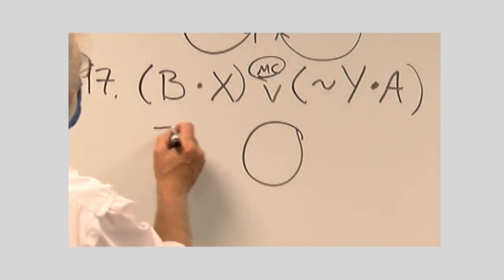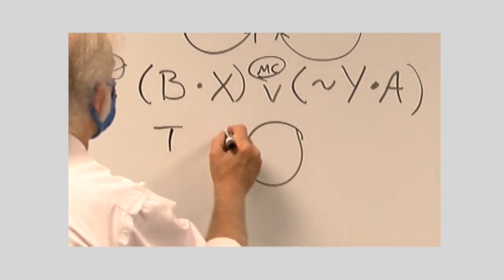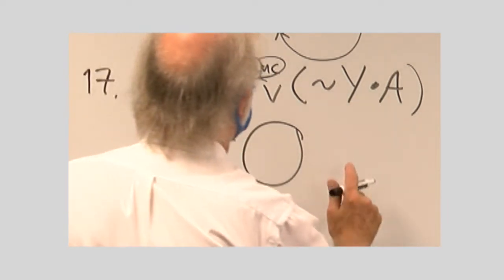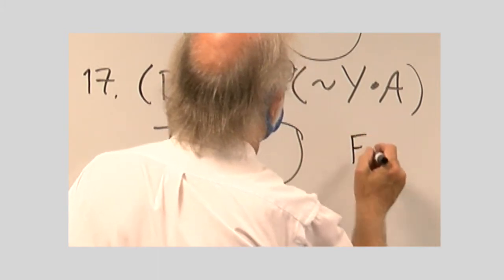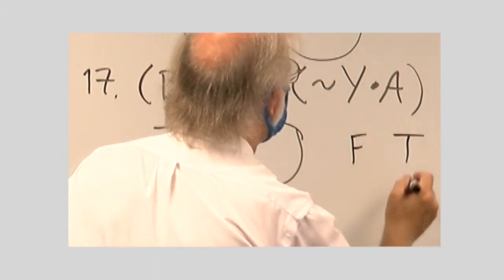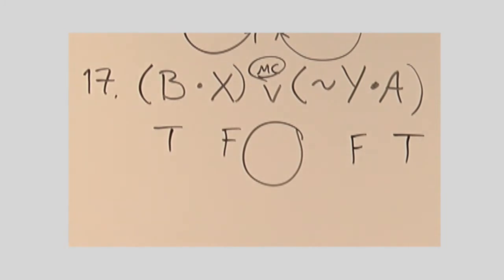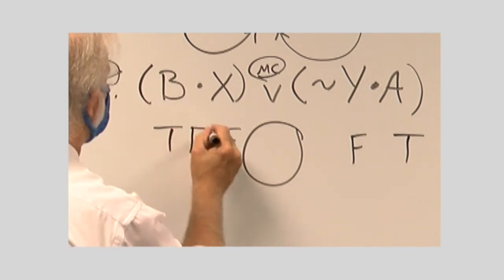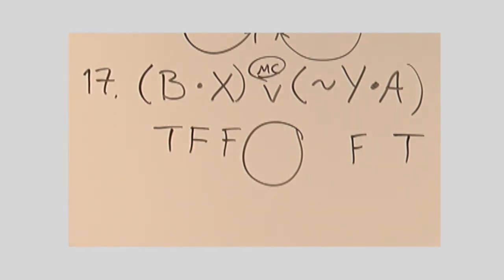I know that B is true, so I put a T under it. I know that X is false, put an F under it. Over here, I know that Y is false, put an F under it. I know A is true, put a T under it. Then I apply the same principle of going inside of the fences and working out. So I've got true dot false. That makes that dot false, because again, the dot's picky. Not both of them are true. So the dot becomes false.